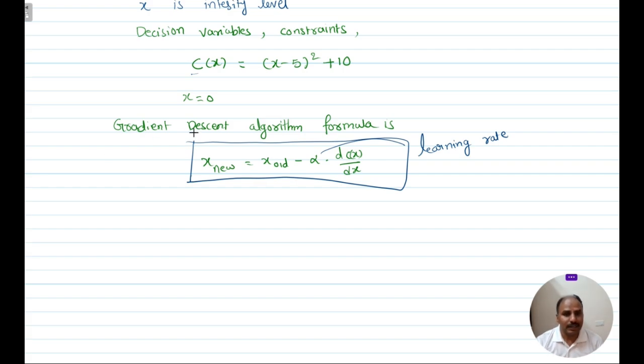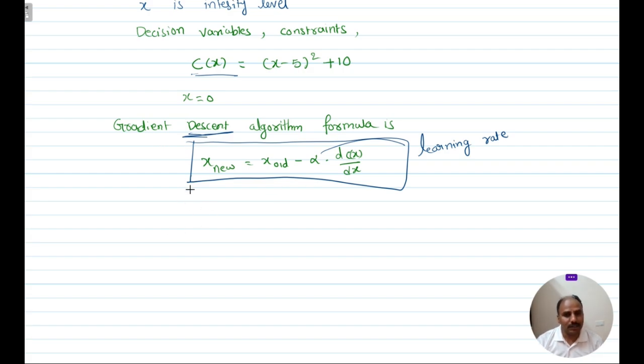So here gradient descent means we always focus on the negative slope. That means we are always searching for the minimum solution. We have to minimize this cost function. That's why we use gradient descent. Sometimes the gradient ascent algorithm is also available, where we have to maximize our objective function. Here our target is only to minimize the objective function, that's why we are using the gradient descent algorithm.